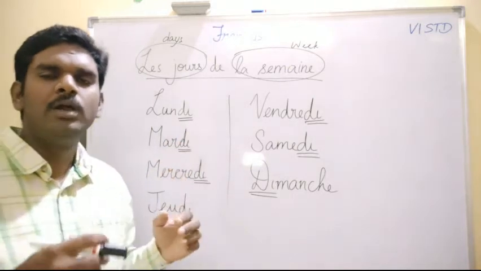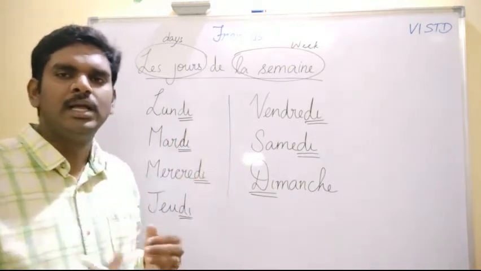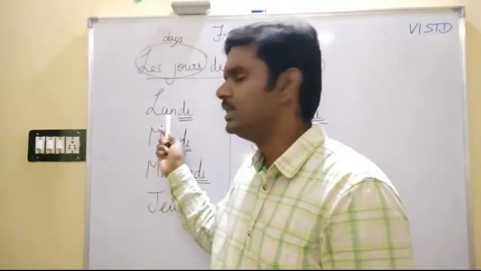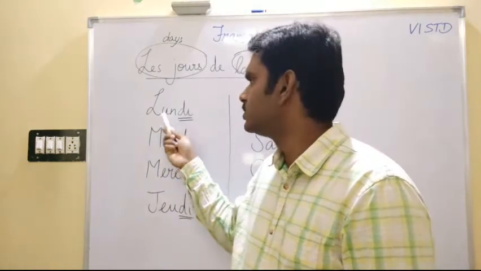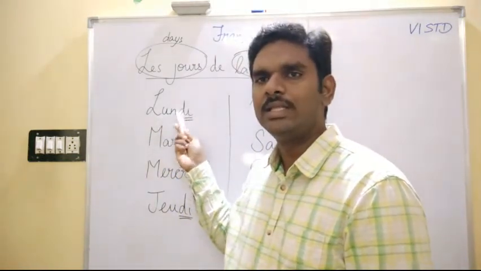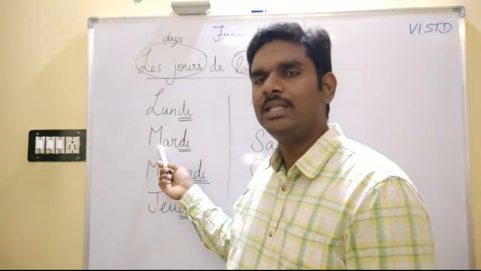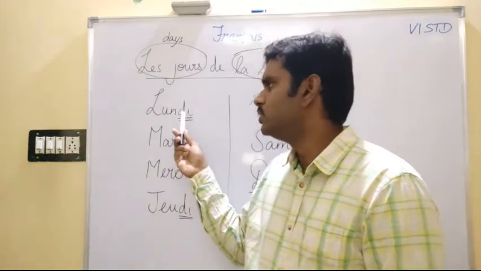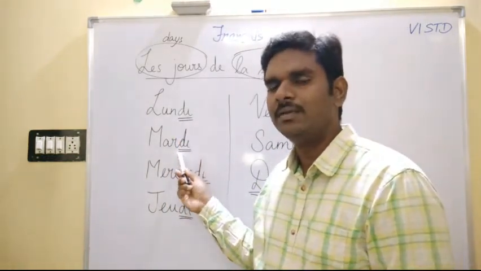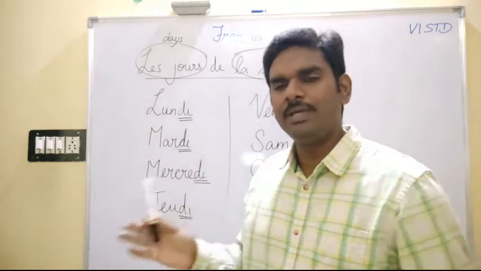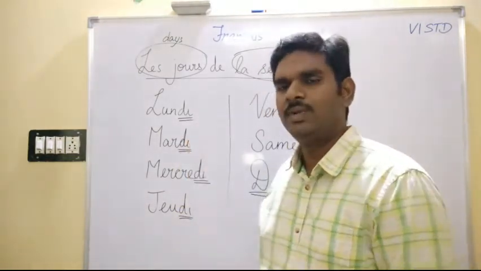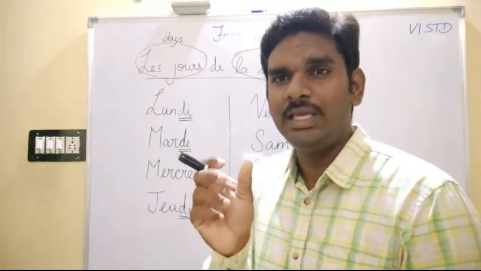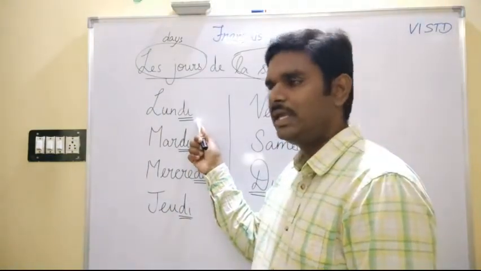Now I will first tell the word and then we will spell it. First, Monday is lundi. So this is L-U-N-D-I, lundi. Second is mardi, M-A-R-D-I, mardi. Lundi, mardi. Please repeat. The more times you repeat, the simpler it will become. Every day will end with this sound. What is the sound? D. Lundi.